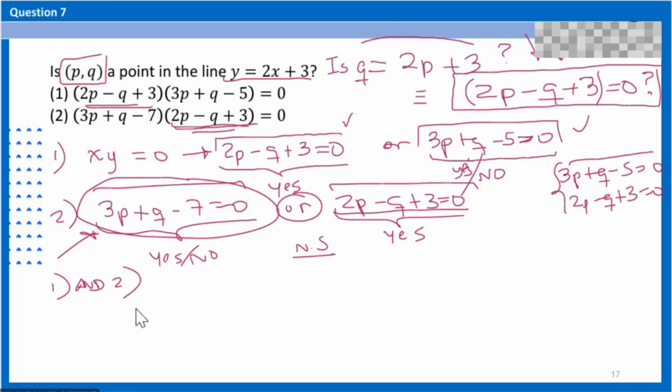Together true. Well, basically, it means that 2p minus q plus 3 could be 0, or 3p plus q minus 5 could be 0, or 3p plus q minus 7 could be 0, or the other factor, which is the same, 2p minus q plus 3 could be 0. How do we analyze this? Let's simplify the whole thing like this.